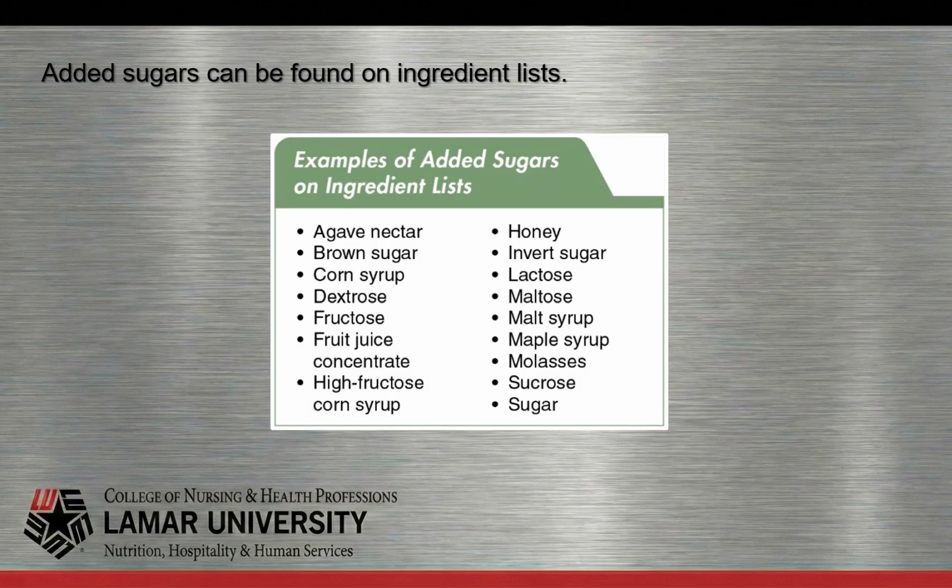Stevia is also added to foods to make them sweeter. Stevia is a natural sweetener derived from a plant native to South America. Stevia is often mistakenly considered an artificial sweetener because it is intensely sweet, 300 times sweeter than sucrose, and has no calories.